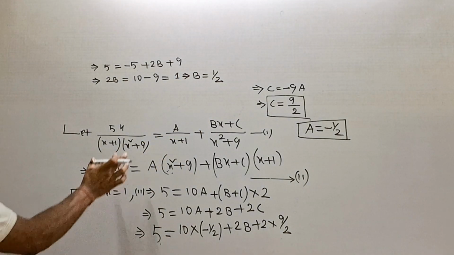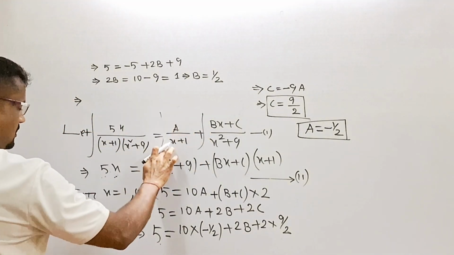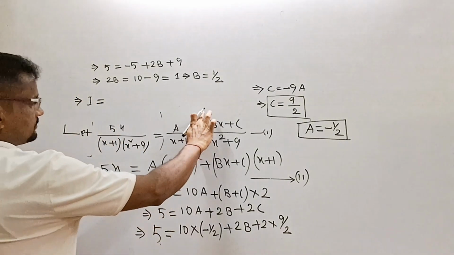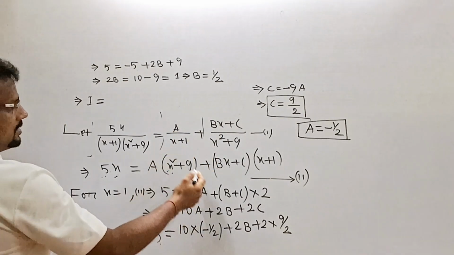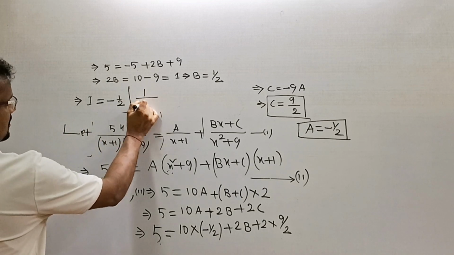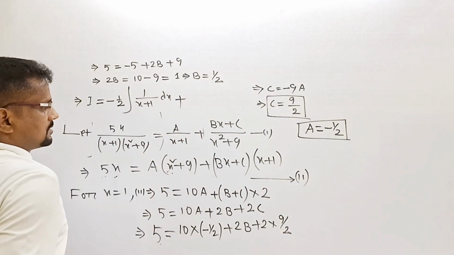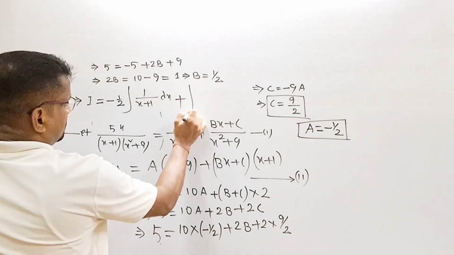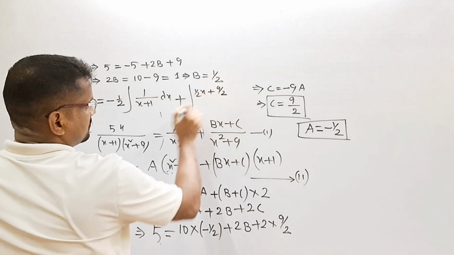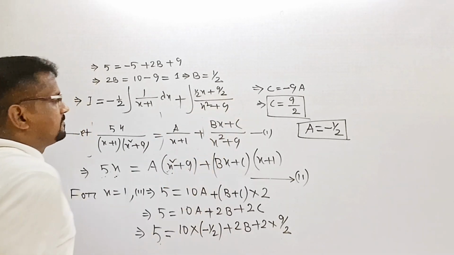So finally, from here you will get I. If you take the integration of this, this, and this, let me write: I equals, now a by x plus 1. A is how much? Minus 1 by 2. So write minus 1 by 2, integration of 1 by x plus 1 dx, plus bx plus c. B is half. So integration of half of x plus c is 9 by 2, divided by x squared plus 9.